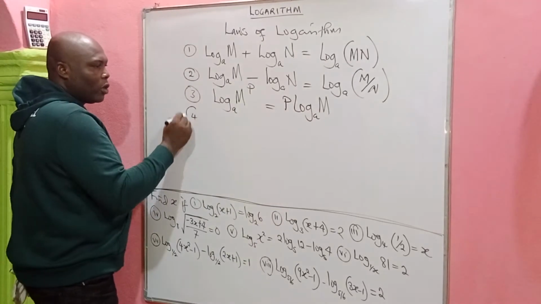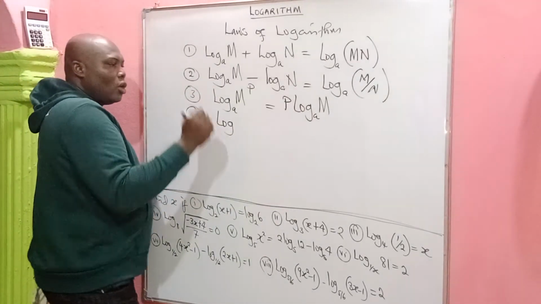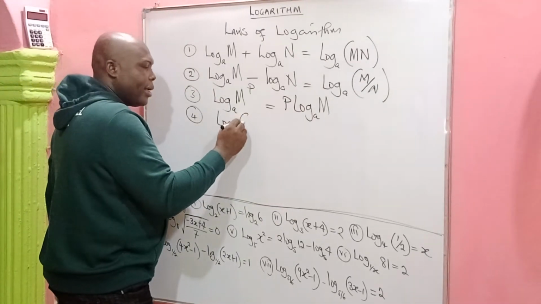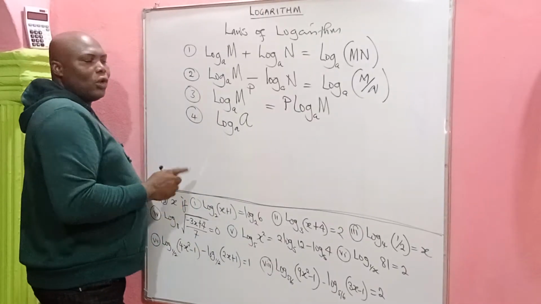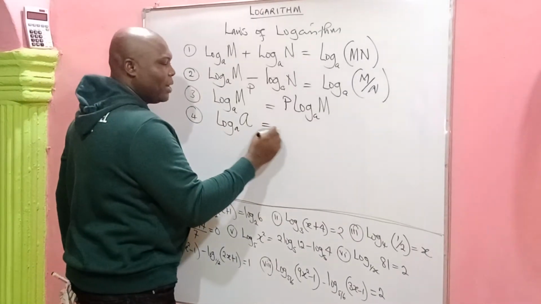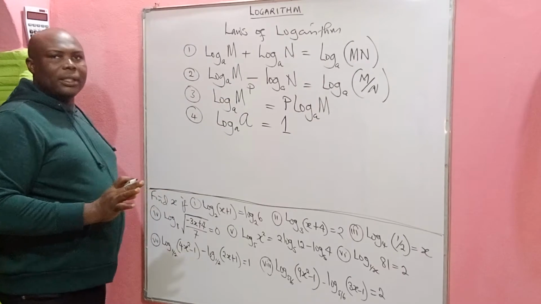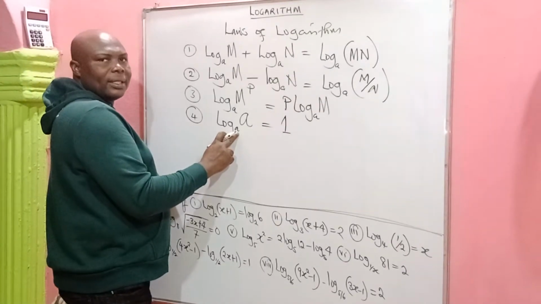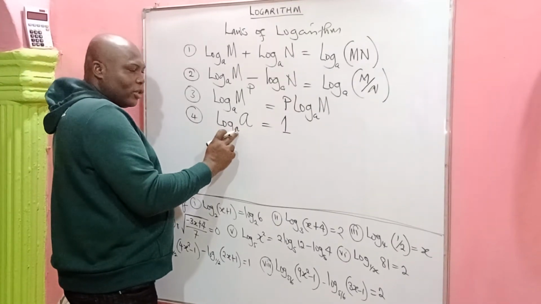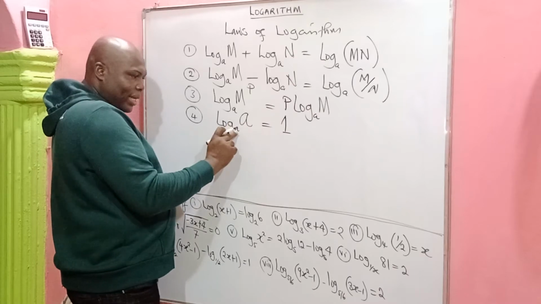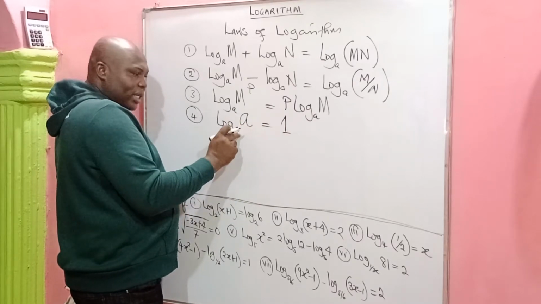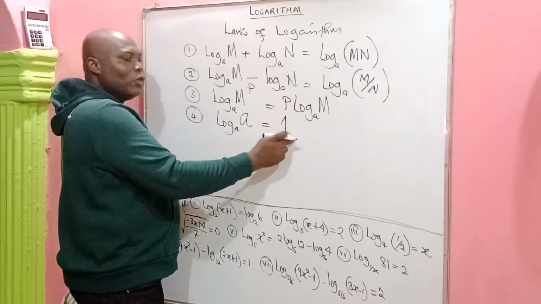And then we have the fourth law that tells us that log a to base a will simply give us 1. As simple as it is, irrespective of what the base is. It means that log 2 to base 2 will give 1. Log 3 to base 3 will give 1. Log 5 to base 5 will give 1. Log 10 to base 10 will give us 1.